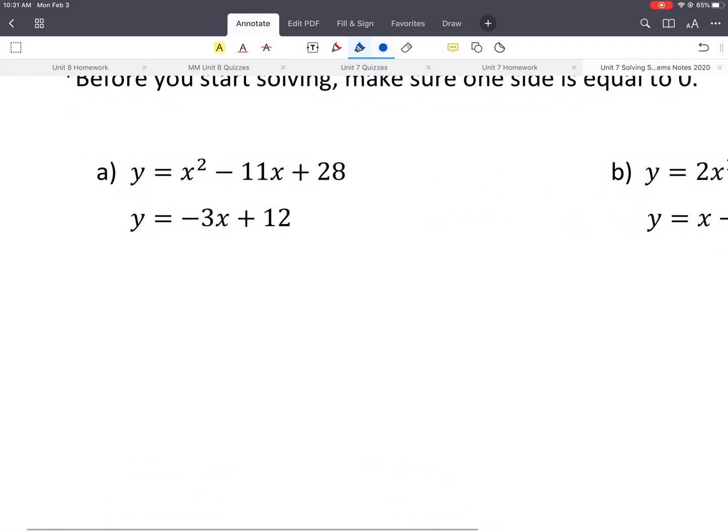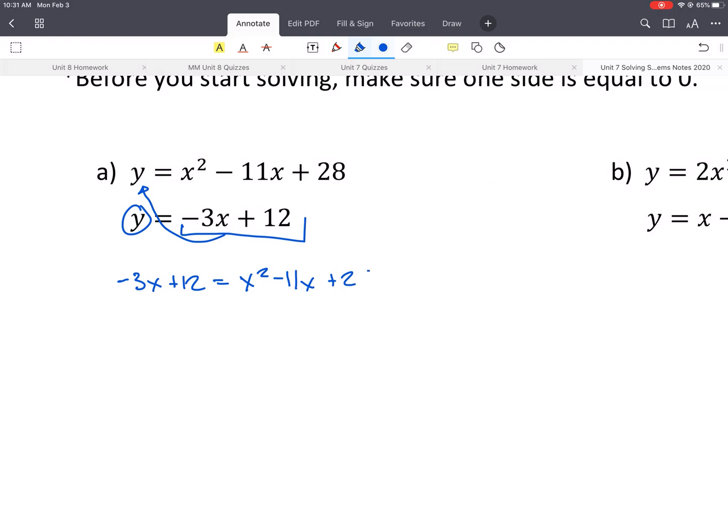So we're going to do the same sort of thing. We're going to first solve one of the equations for y. Oftentimes, since quadratics and linear equations are usually solved for y anyways, it doesn't really matter. This one's solved for y. So we're just going to substitute that into the other equation. So we'll end up getting negative 3x plus 12 is equal to x squared minus 11x plus 28.